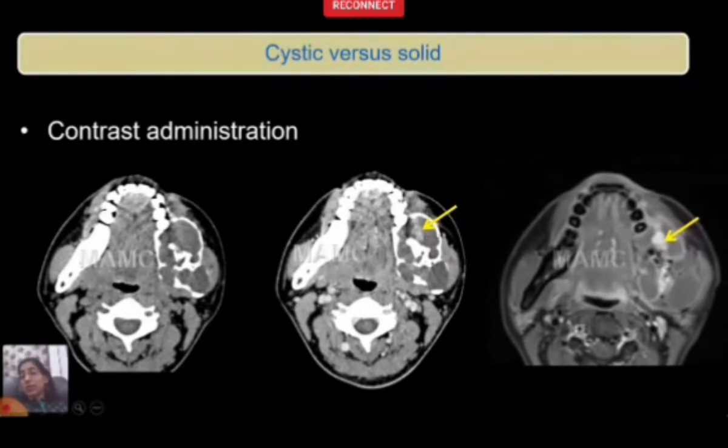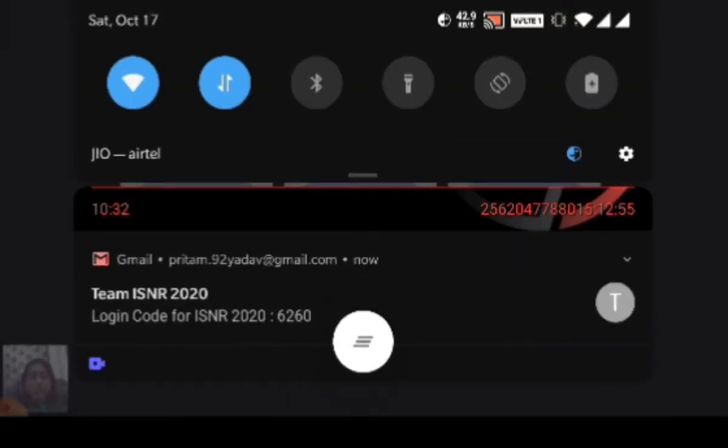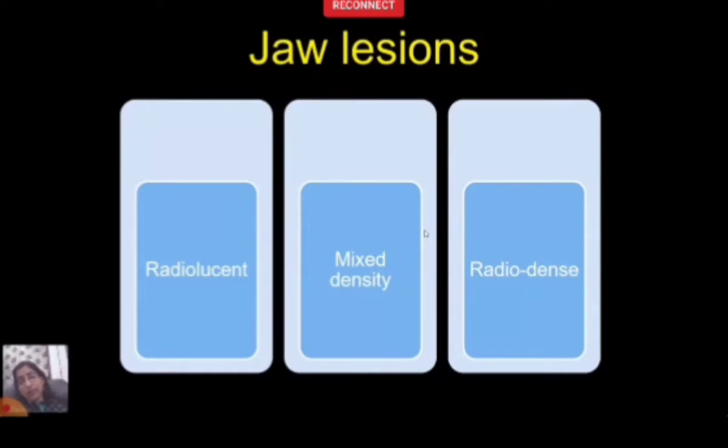Give contrast to see whether there's any solid enhancing component, which can be better seen on MR owing to its superior soft tissue resolution. So it is not a cystic mass as it may appear on an NCCT, but a cystic and a solid mass. What is the density? Radiolucent, mixed density, or radiodense? This is how we divide. That's the general approach that I've followed here.